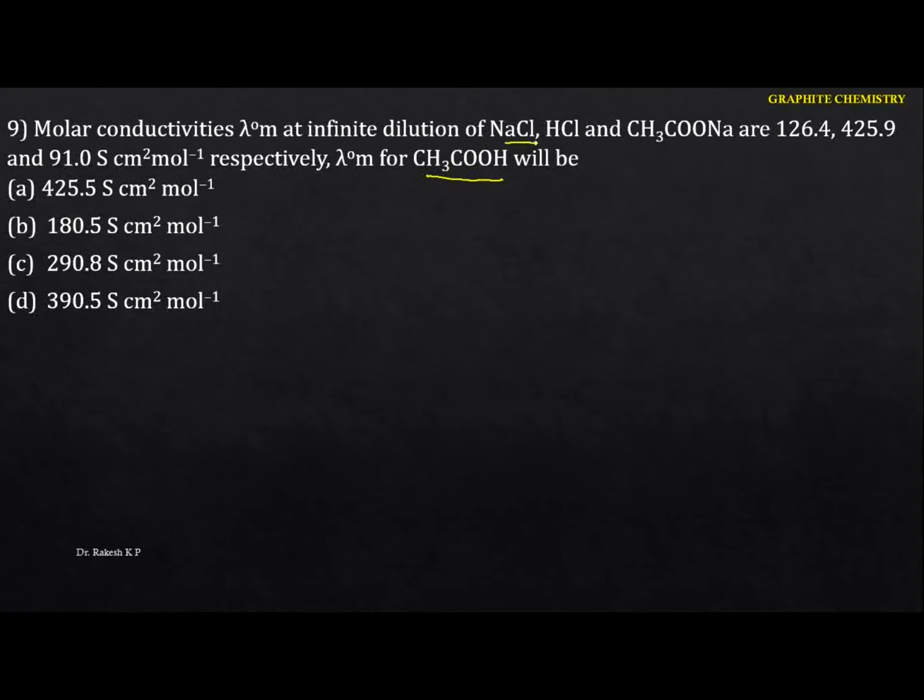Here they have given the strong electrolytes NaCl, HCl, and sodium acetate. I want to calculate lambda naught m for the weak electrolyte, acetic acid. So identify by combining these. Let me write this: NaCl, HCl, and sodium acetate. Which two electrolytes give you acetic acid? If you take HCl and sodium acetate, on combining these two, you are going to get acetic acid.